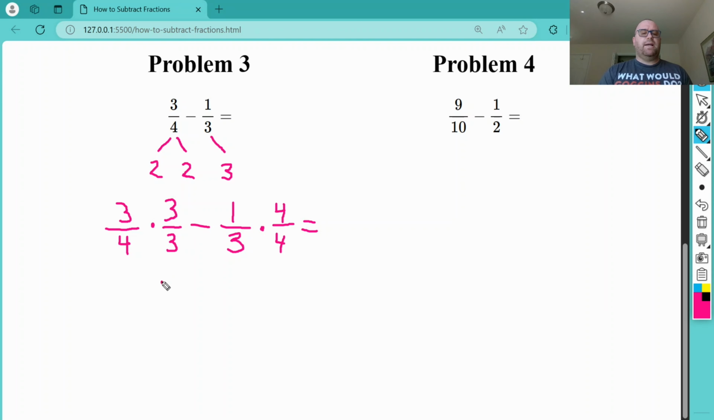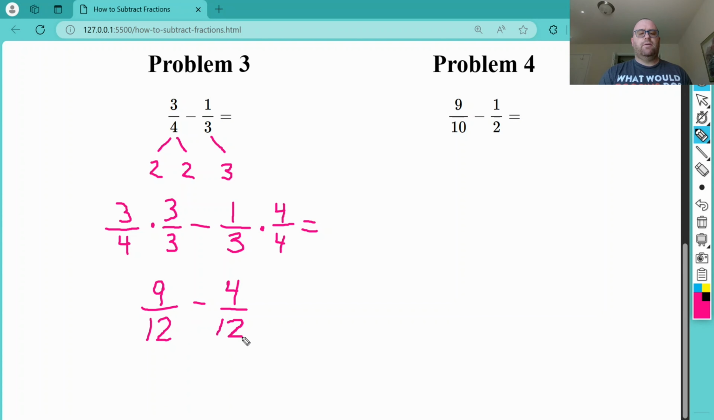Okay, that's going to be equal to something. So 3 times 3 is 9. 4 times 3 is 12, which is what we want for our denominator. And we're going to subtract 1 times 4 is 4. And 3 times 4 is 12. So we're good there. 9 minus 4 is 5. And we keep 12 as our denominator.